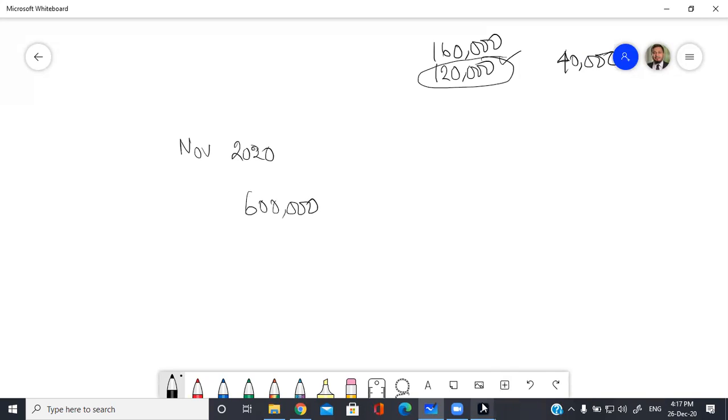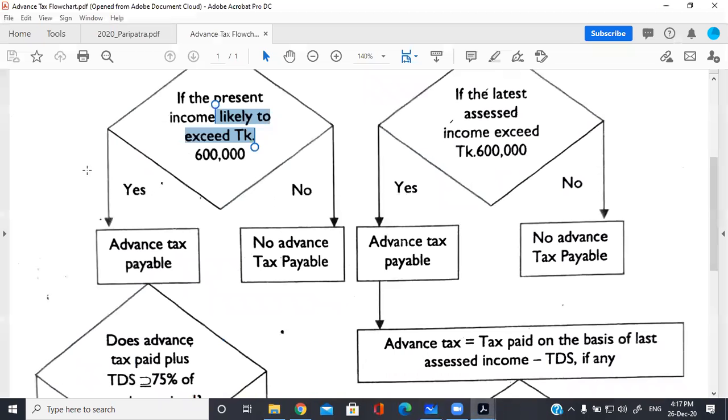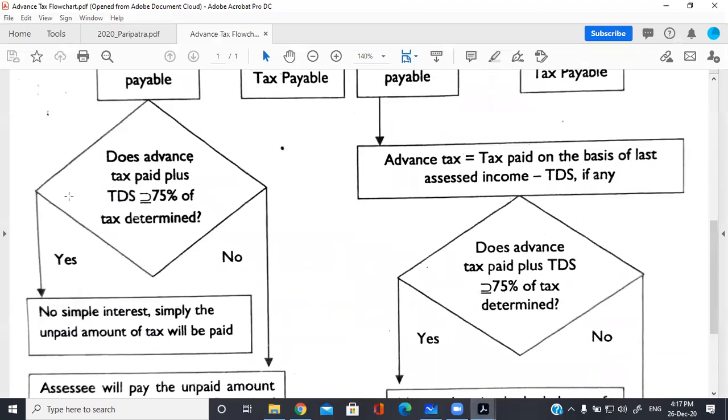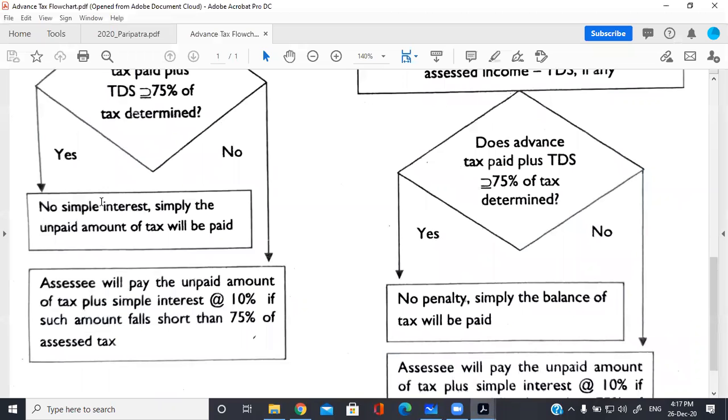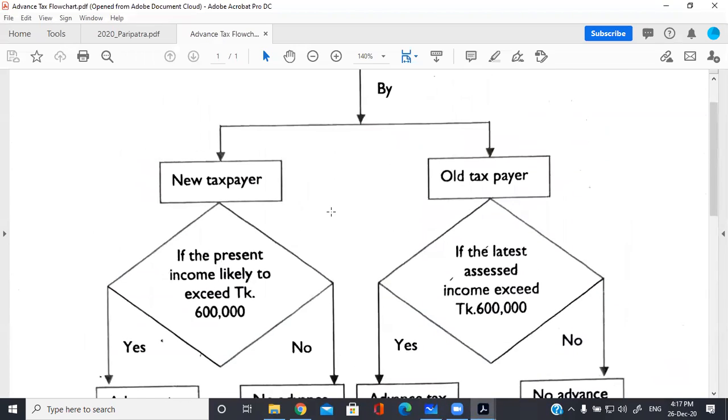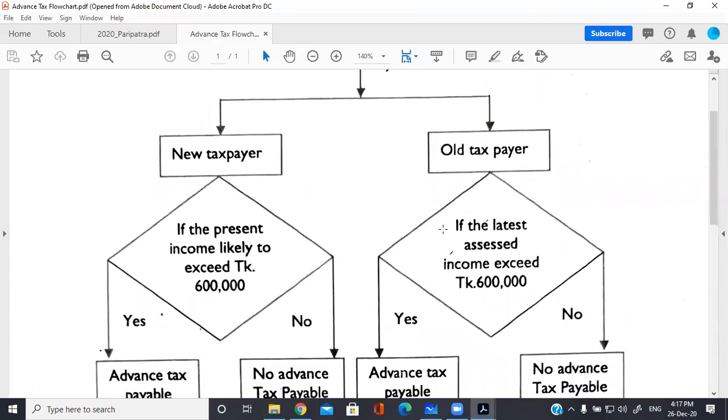In that case, advance tax regulation will become applicable for you if it exceeds taka 600,000. Other things remain the same as in the previous case, but what is the difference? The difference is that in the case of an old taxpayer, we look at the taxable income of the assessee in the last assessed income year, or the income in the last assessment year.